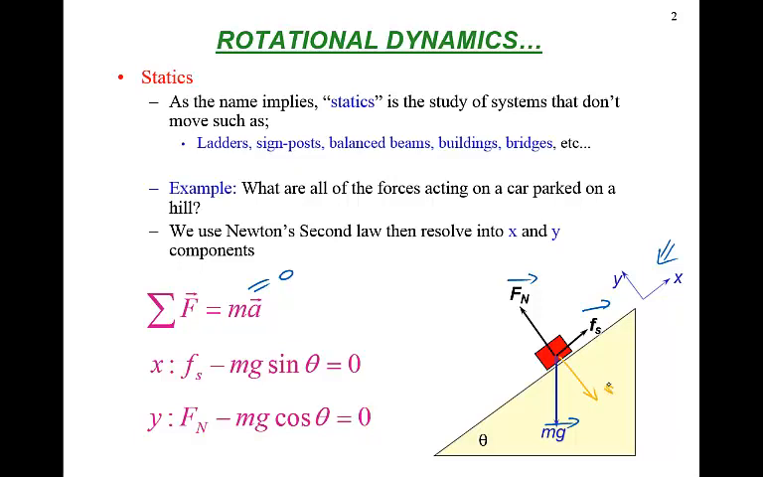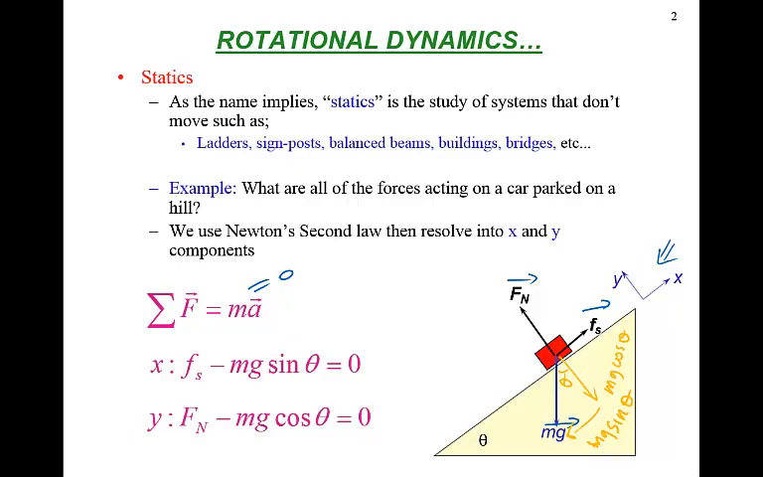This is mg cosine theta. This is your theta right here, and this one right here is mg sine theta, and you take it from there, right? And you go fs minus mg sine theta equals 0, fn minus mg cosine theta equals 0, and you solve for whatever they're asking for. So that was easy, right?